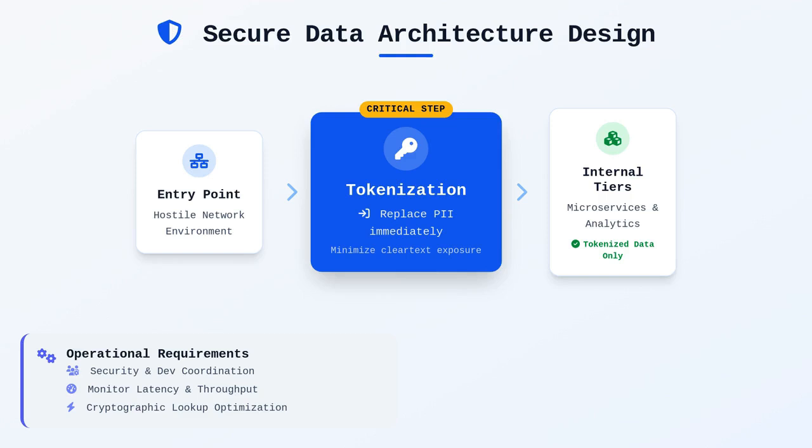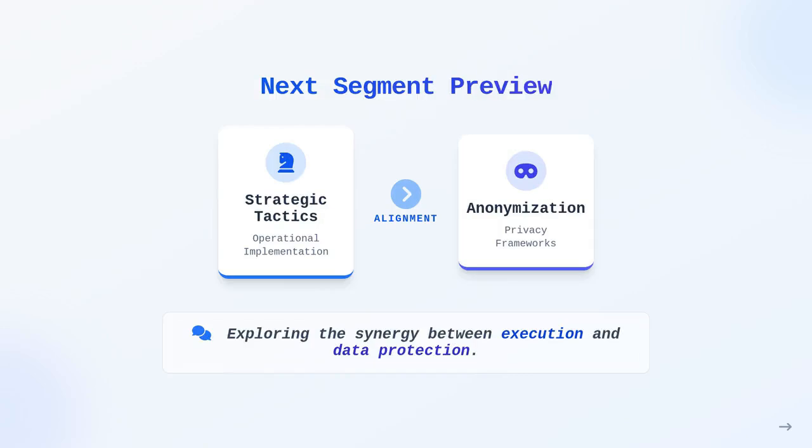Furthermore, we must monitor the performance impact of these transformations, as introducing multiple cryptographic lookups or proxy rewrites can introduce significant latency into high-throughput database operations. Our goal is to balance the absolute security of the sensitive data with the non-negotiable availability and throughput requirements of the production system. I look forward to discussing how these tactics align with anonymization models in our upcoming segment.